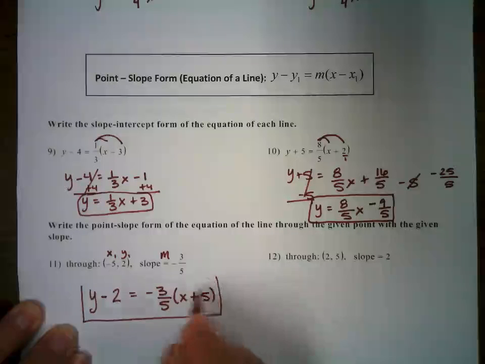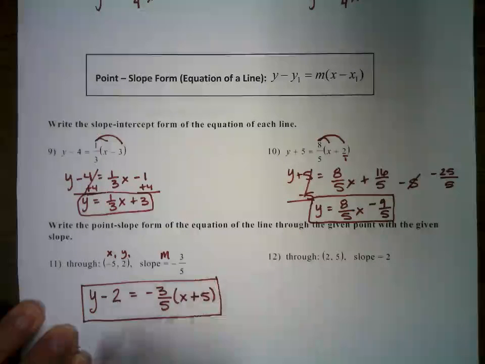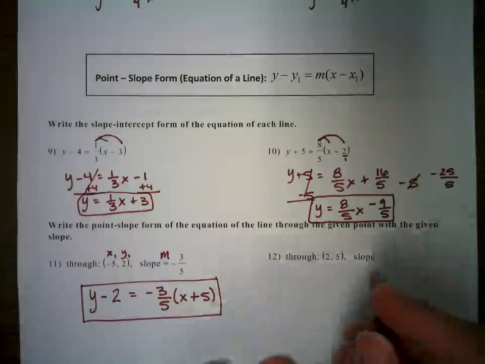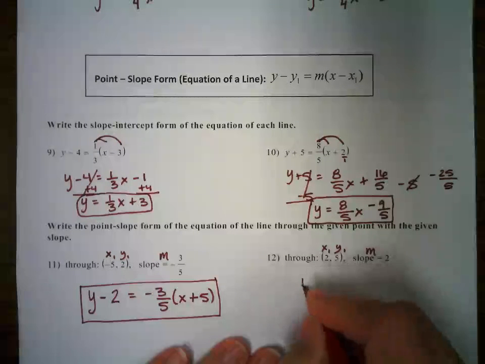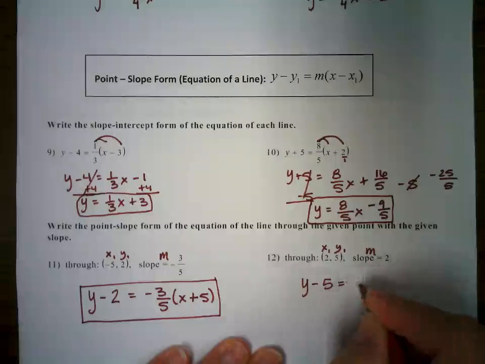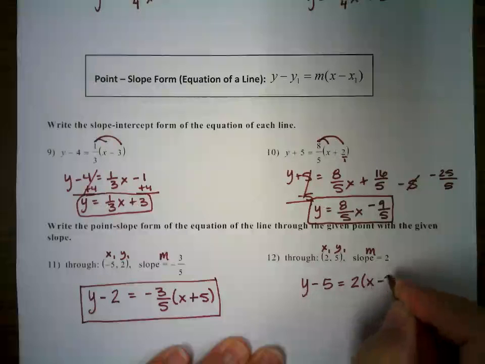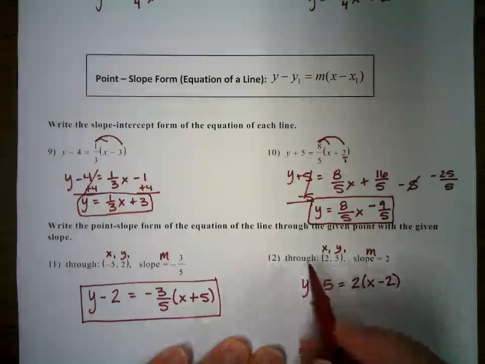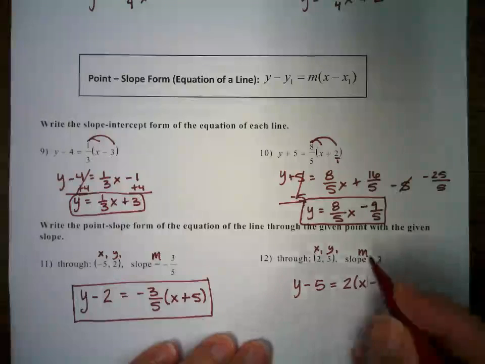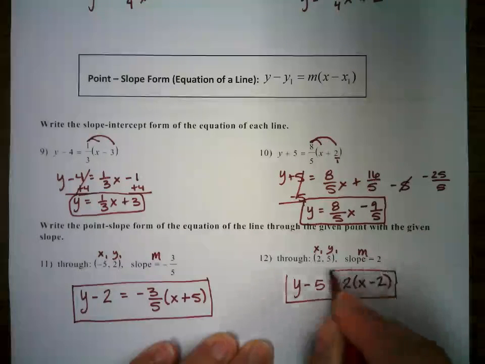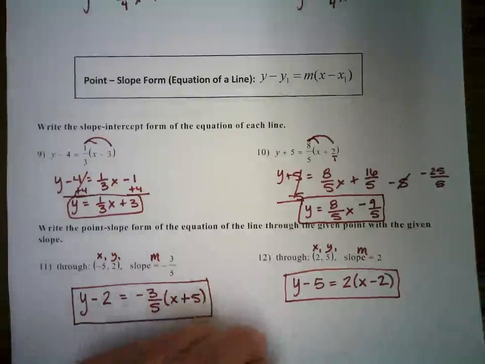It did not say find slope-intercept form, so I don't have to keep going and solve for y. I can just stop right there. Okay? Same with this one. This will be x1, y1. This will be my slope m. So y minus y1 equals m times x minus x1. And again, it doesn't say to do slope-intercept form, which is where you solve for y. It just says point-slope form. So here's the point, here's the slope. We're done, right? So we have to be able to go back and forth between the two different forms.